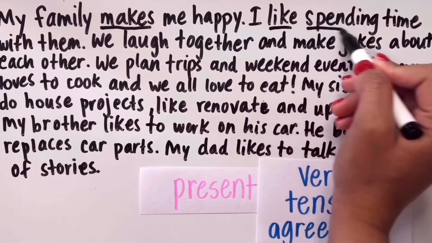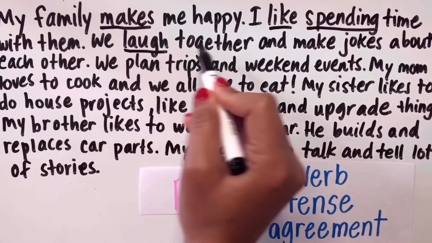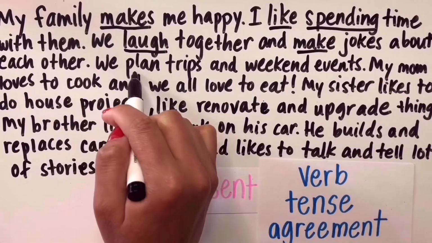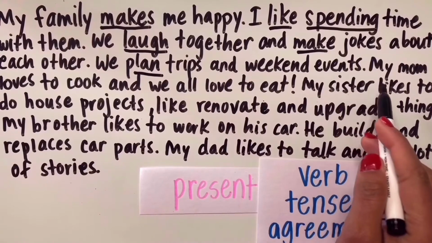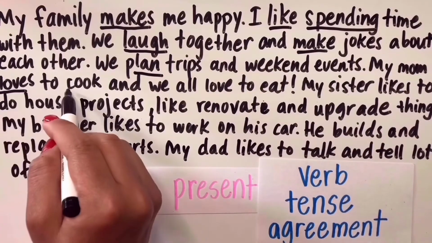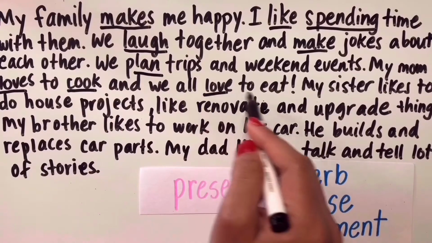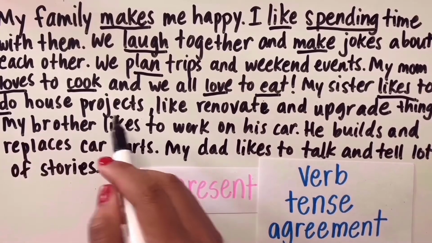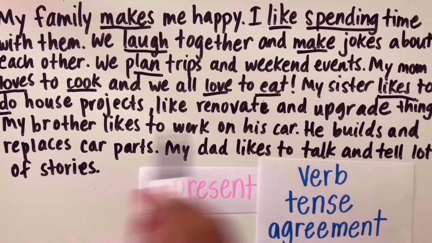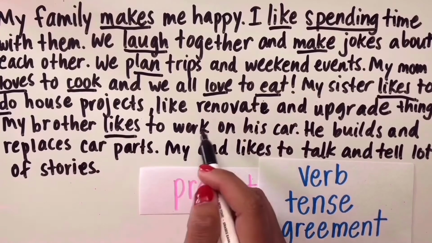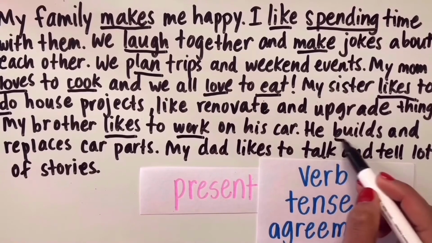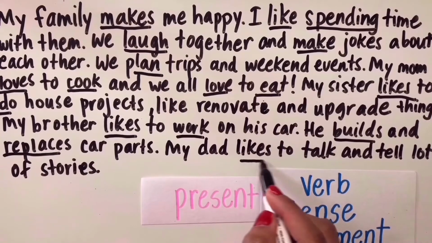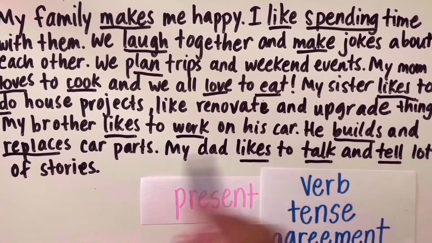I like spending time with them. Like and spending. We laugh together and make jokes about each other. We plan trips and weekend events. My mom loves to cook and we all love to eat. My sister likes to do house projects like renovate and upgrade things. My brother likes to work on his car. He builds and replaces car parts. My dad likes to talk and tell lots of stories.